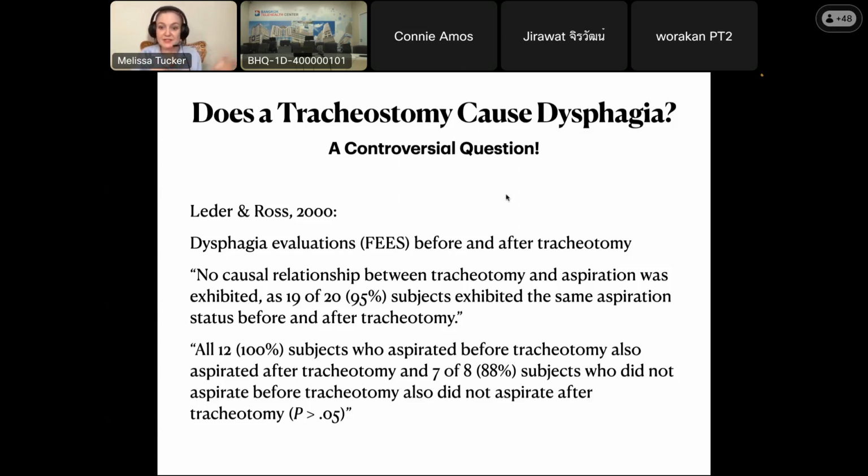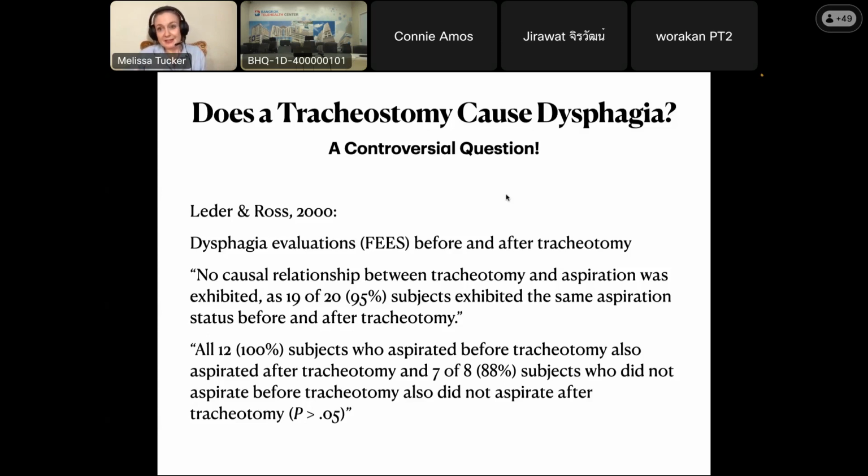So there were 12 subjects who aspirated before the tracheotomy, who also aspirated on the FEES after. And there were 7 of 8 patients who did not aspirate before the tracheotomy and also did not aspirate after. They did have that one subject, I would point out, who aspirated after they got the tracheotomy, but not before. And while they conclude there's no causal relationship, to me, if I see 20 patients with tracheotomy and one of them is aspirating because of it, I do want to know that about that one patient. So take that with a grain of salt.